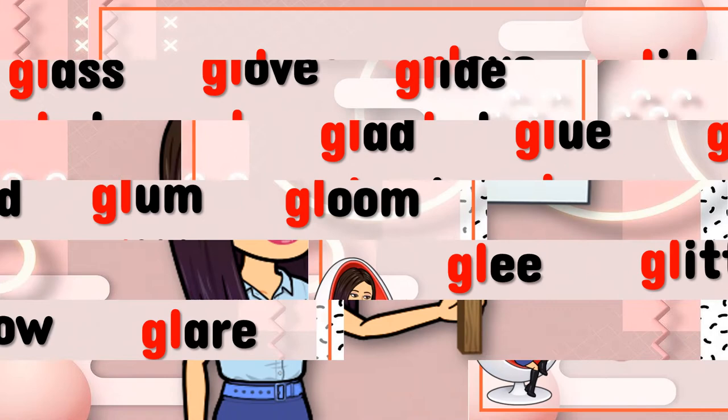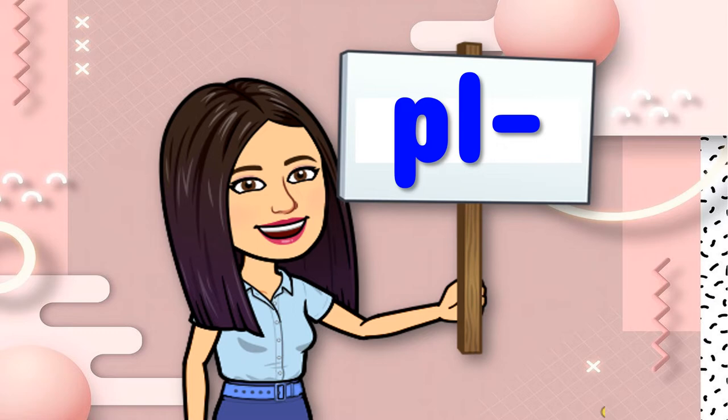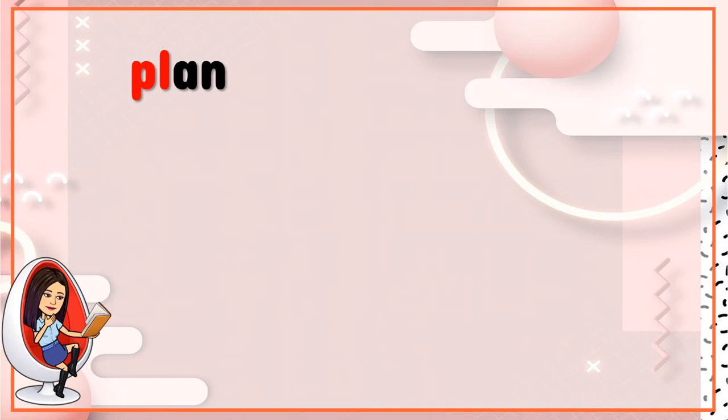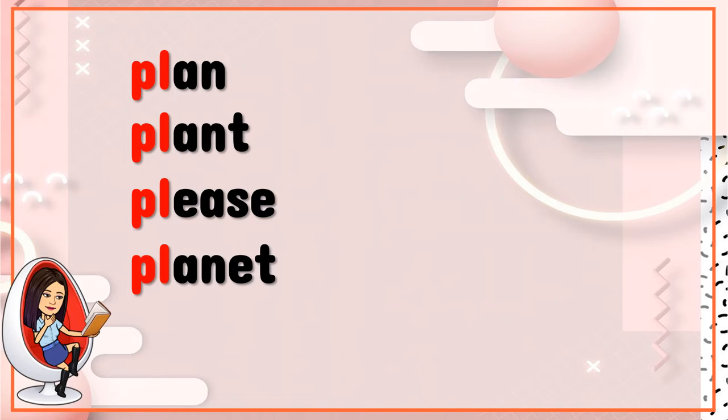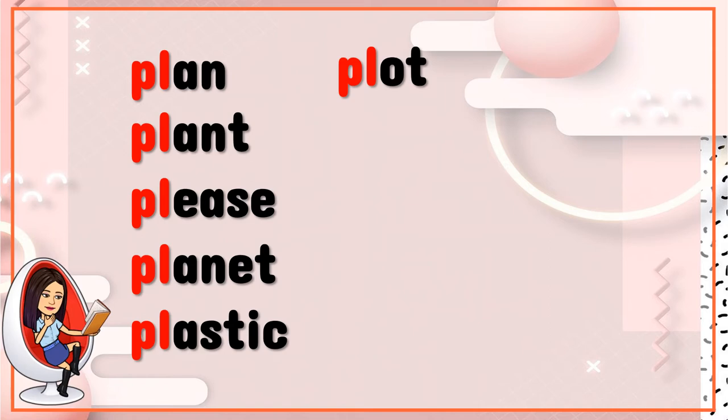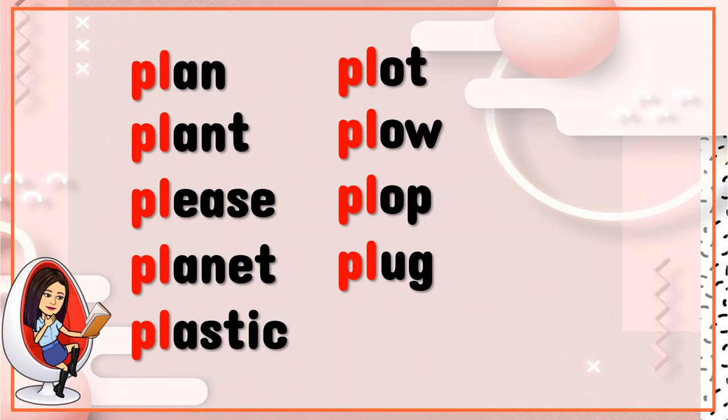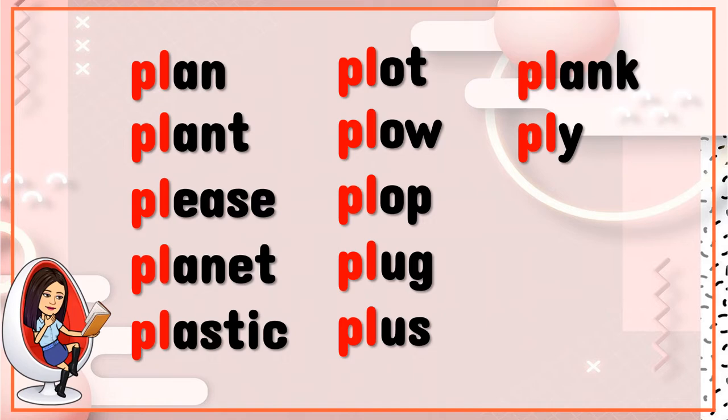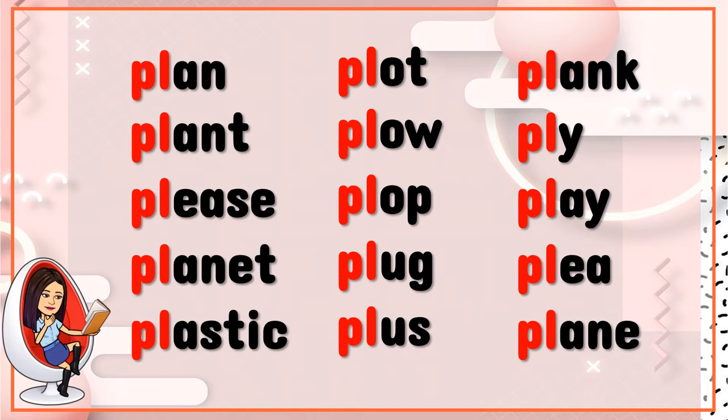Let's proceed with PL blends. The letter P makes the sound P. The letter L makes the sound L. The PL blend makes the sound PL. Here are a few words that begin with PL blend. Plan, plant, please, planet, plastic, plot, glow, plop, plag, glass, plank, ply, play, plea, plane.